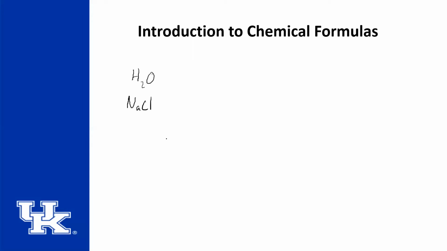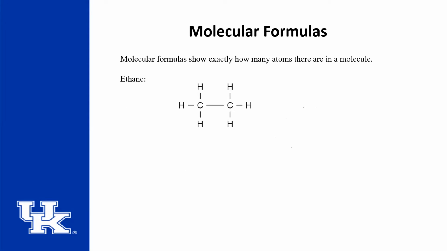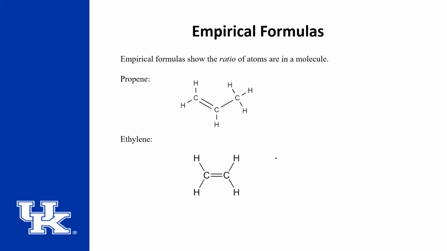There are two different types of chemical formulas that we will cover in this video: molecular formulas and empirical formulas. You're most likely familiar with molecular formulas, which denote exactly how many atoms there are in a given molecule. For example, here we have ethane, which looks something like this. We can see that its molecular formula would be C2H6, since there are 2 carbons and 6 hydrogens.